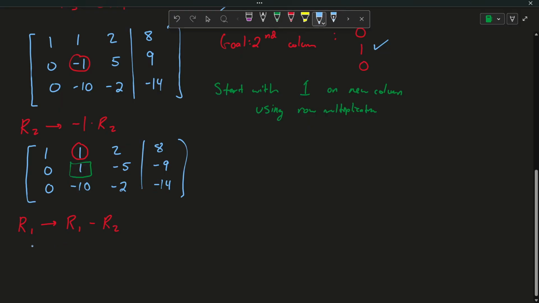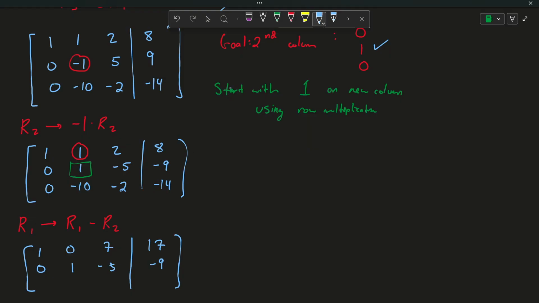Okay, so if we do this, our row 1 now is finally going to change. He's jealous of the other rows. So we'll do 1 minus 0 is 1. 1 minus 1 is 0. 2 minus negative 5 is 7. And 8 minus negative 9, we will then do like 8 plus 9. What is that? That's 17. Okay, copy down the rest of it.